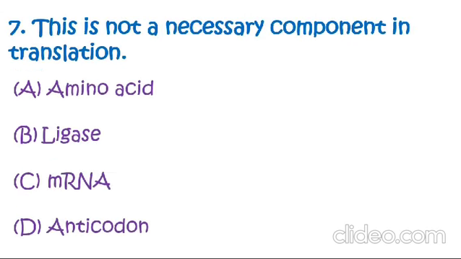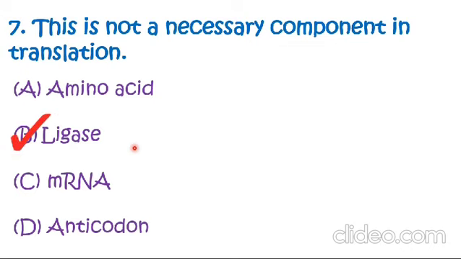Moving toward question number 6, 7: this is not a necessary component in the translation. Option A is amino acid, B is ligases, C is mRNA, and D is anticodon. The question is very simple. Our correct answer over here is option B, ligases.